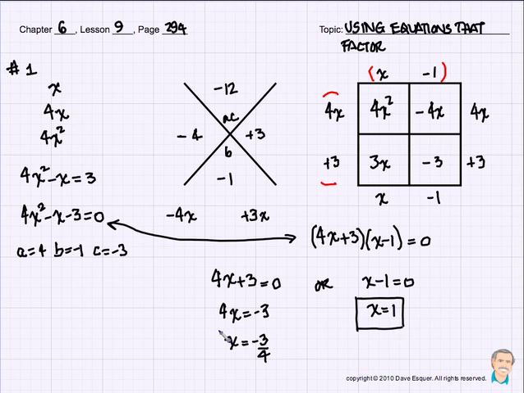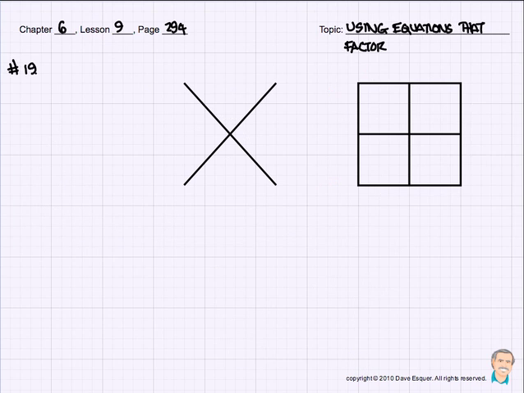So we have two numbers that we could be using. X is equal to 1, or x is equal to negative 3/4. And those both work for problem number 1. Let's try this out on another word problem, number 19. And number 19 says the sum of the squares of two consecutive odd positive integers is 74. Oh gosh. Let's try this.